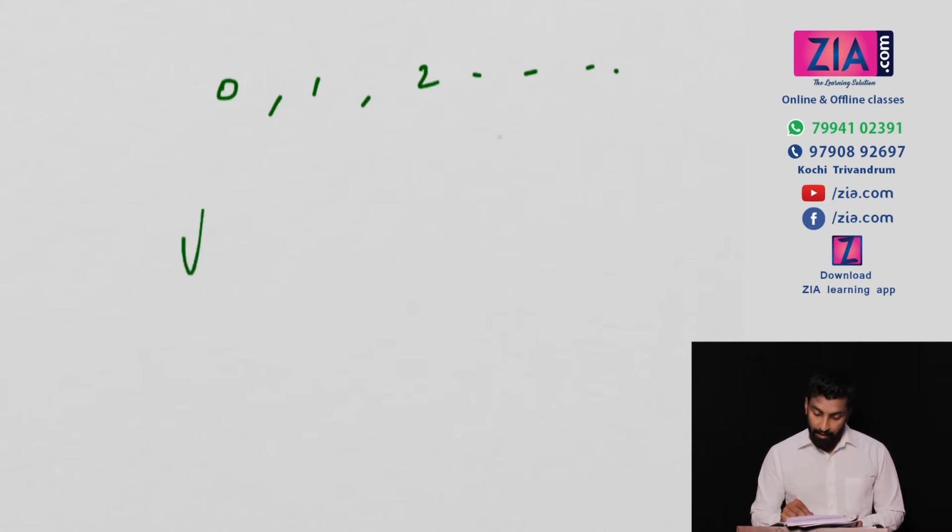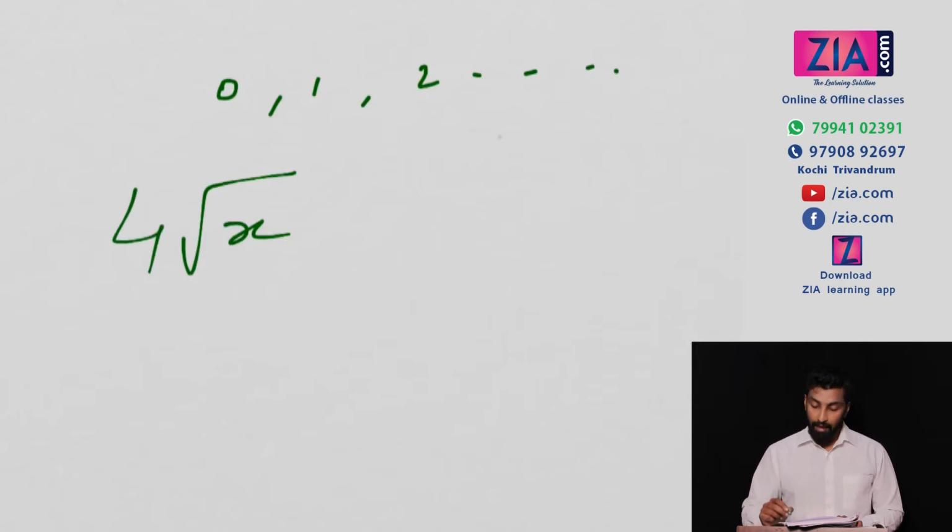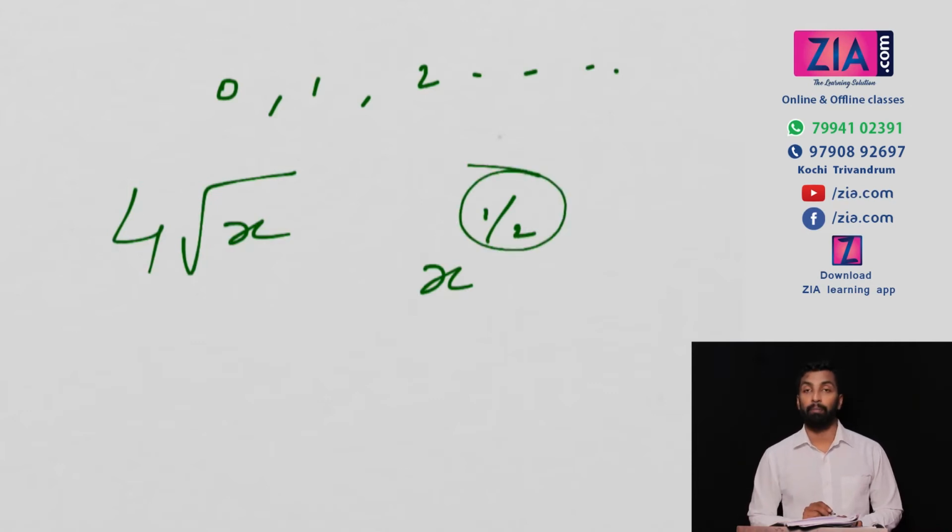So the only two things you need to be careful about: the power should be a whole number, that means it should be 0, 1, 2, 3, etc. You cannot get root x. You cannot say this is a polynomial. Root x or 4 root x is not a polynomial. Why? Because root x is x raised to 1 by 2, and 1 by 2 is not a whole number. So you should have one variable and a power which is a whole number. These are the two conditions which have to be satisfied for a polynomial in one variable.